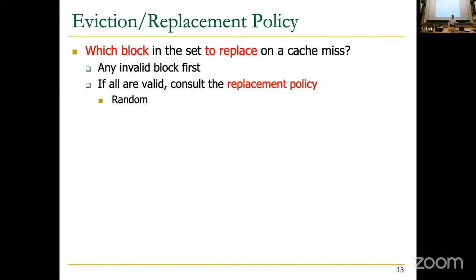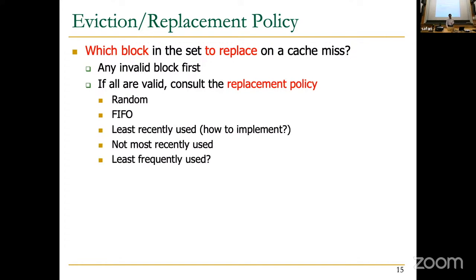It could be random, as we said. You randomly pick, if you have a 4-way set associative cache, for example, you randomly pick one of the ways and say, I'm going to replace that one. Okay, it could be first in, first out. It could be least recently used, as we're going to discuss a little bit more, because least recently used makes sense from a temporal locality perspective.